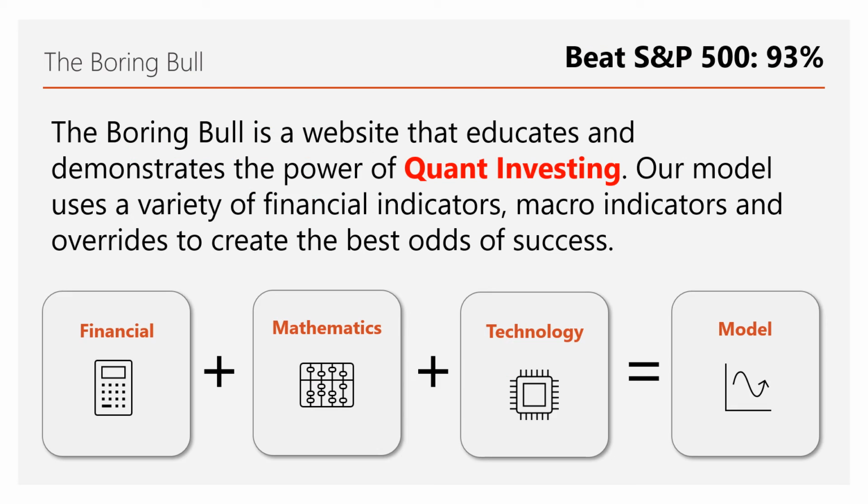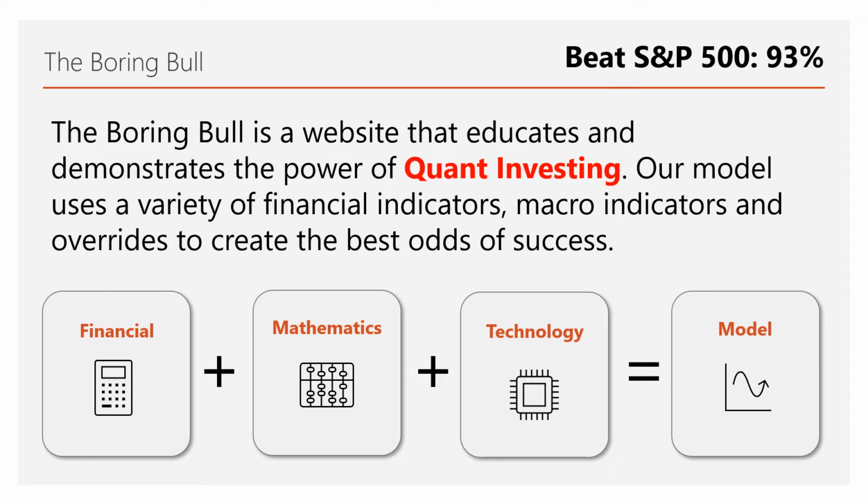As always, we start off: Boring Bull is a website that educates on the power of quant investing. Algo trading is also a term that's commonly used. And we use a variety of financial, technical, and macro indicators. At a high level, what we're trying to do is take a collection of financial information. It could be stock prices, bond prices, or macro indicators. We add that mathematics. It could be as simple as moving averages or advanced statistics or even machine learning.